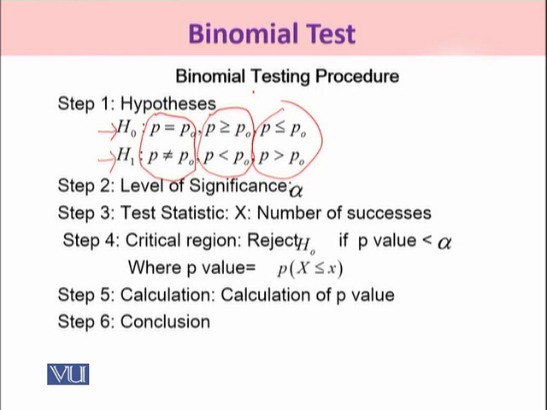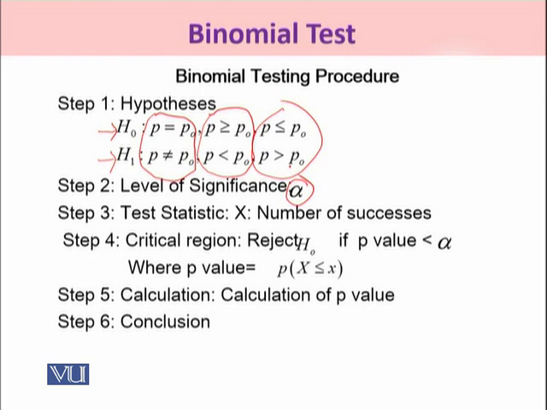Under step number 2, students, we have to decide the level of significance, which is denoted as alpha. Alpha is also called the type 1 error. Type 1 error is the probability of rejecting H0 when H0 is true. So alpha is predetermined before conducting any experiment. Moving on to step number 3, the test statistic, where X denotes the number of successes.